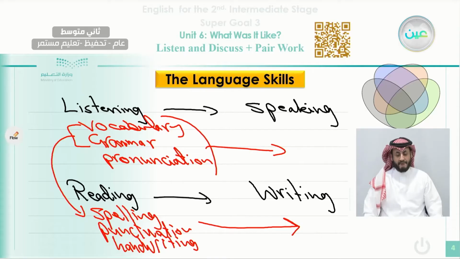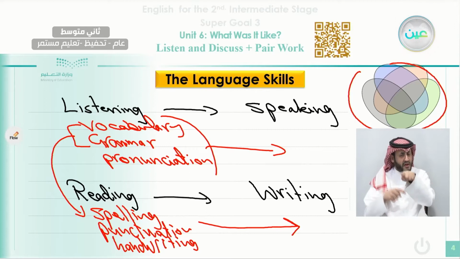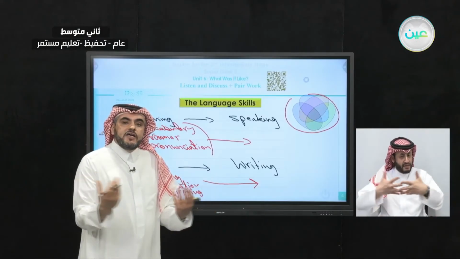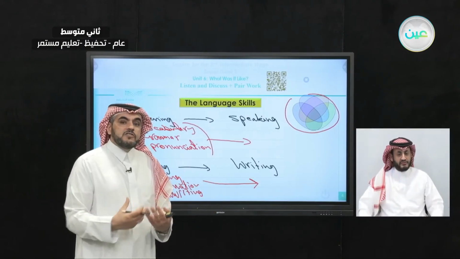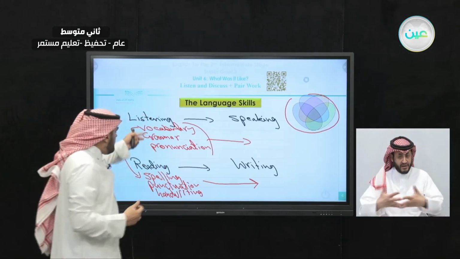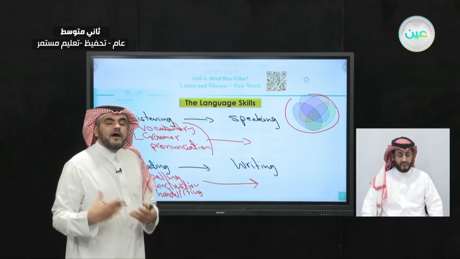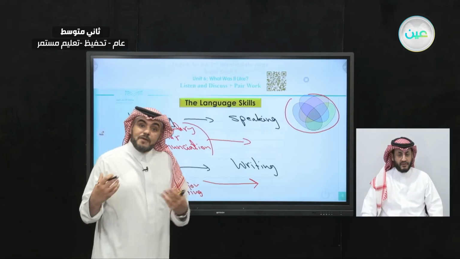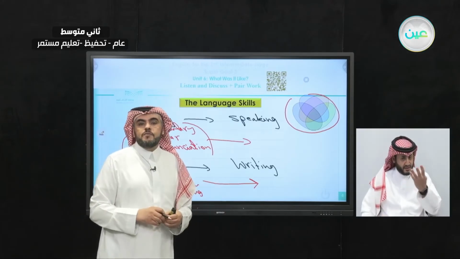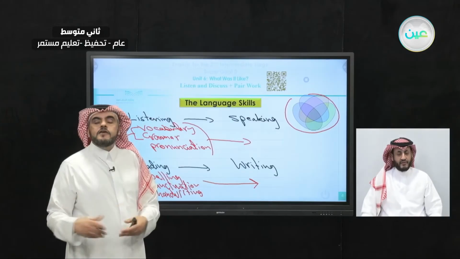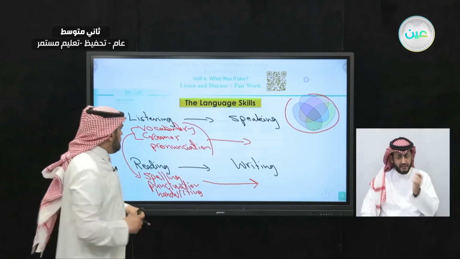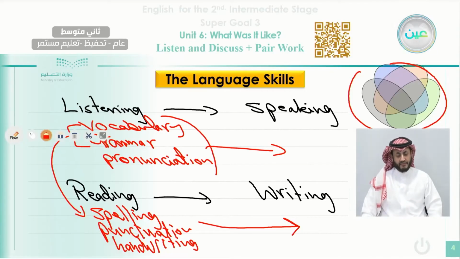Okay, and something very important, this sign here, as you can see here, what does it mean? What does it indicate? This indicates that there is an integration between skills. So, for example, you notice here vocabulary and grammar. You can use vocabulary and grammar in all these four skills. And you know that vocabulary and grammar are the most important minor skills among these four main skills: listening, speaking, reading, and writing.